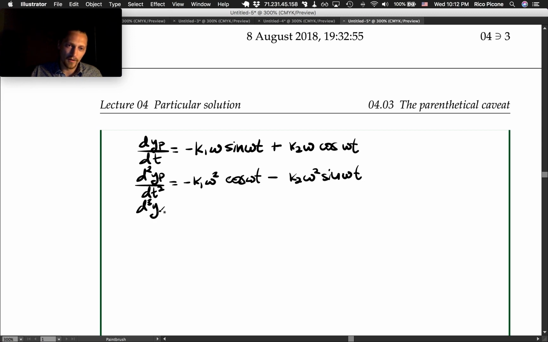The third time derivative equals, so the derivative of cosine is negative sine, so now we get positive again, k1 omega cubed sine omega t. Derivative of sine is cosine.